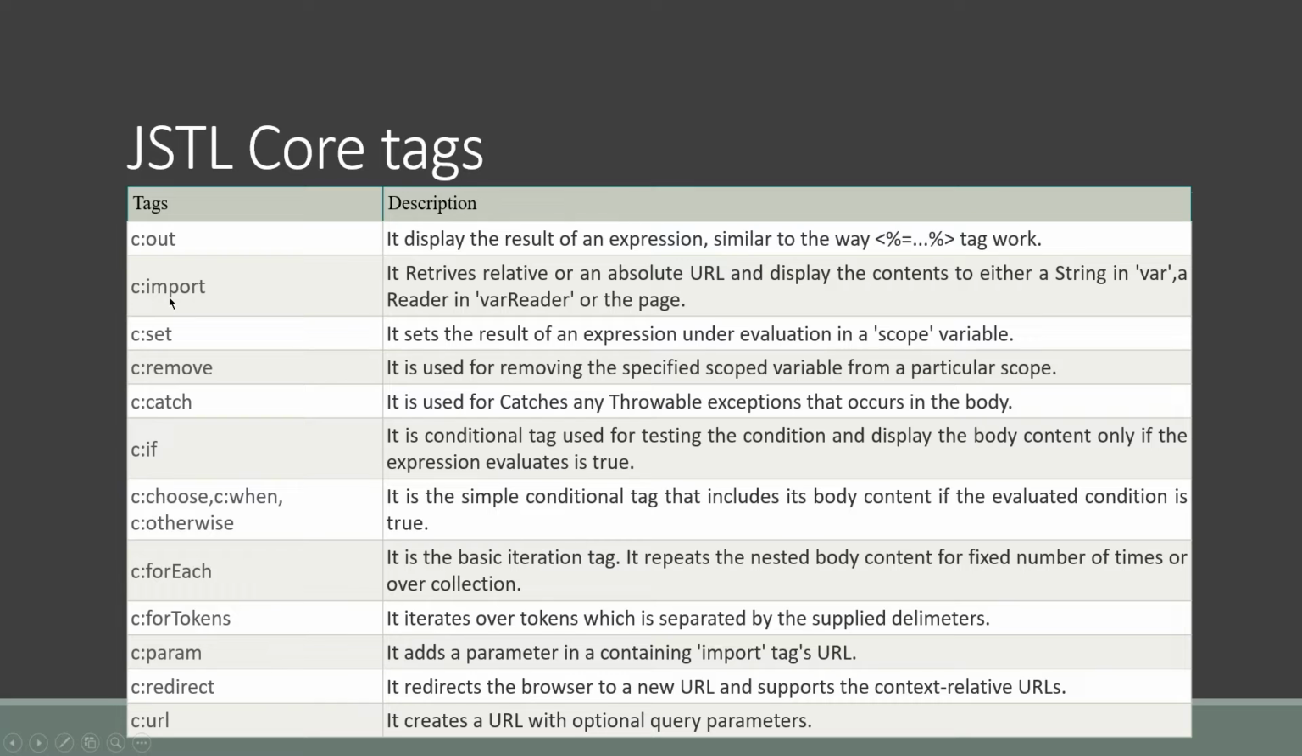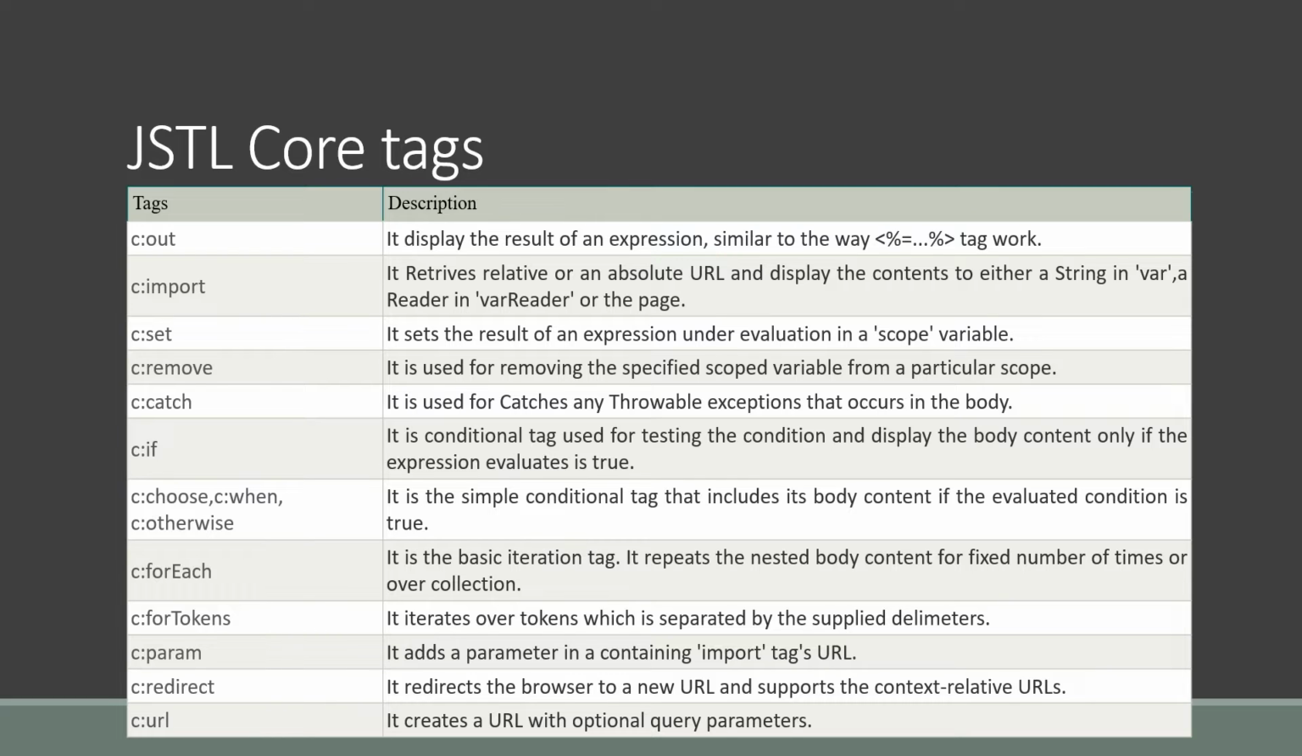So c:import is a function where we can retrieve a relative or an absolute URL and display the content either in a string variable or render it in a var reader or on the page. We can use c:set to set the result of an expression under evaluation in a scope variable, and likewise we can use c:remove and c:catch. c:if is the simple if condition for the if block.